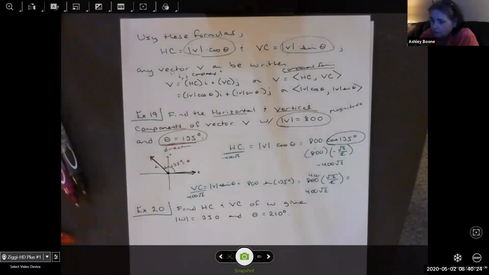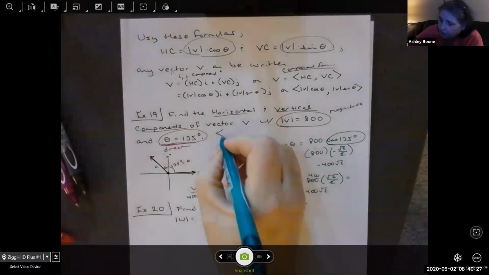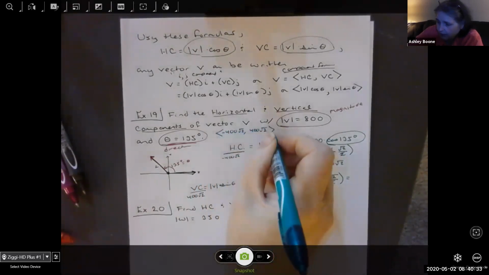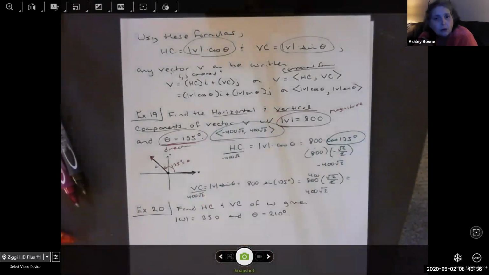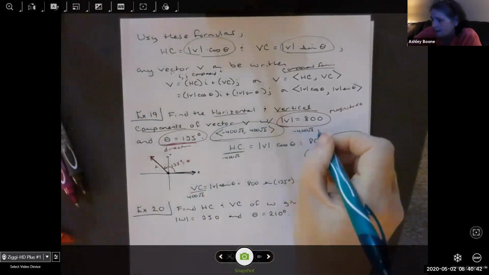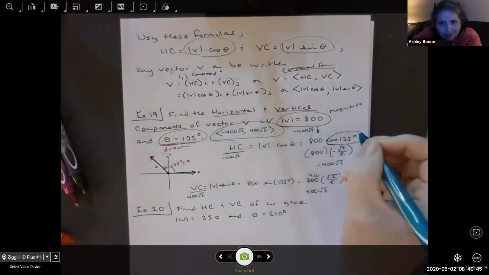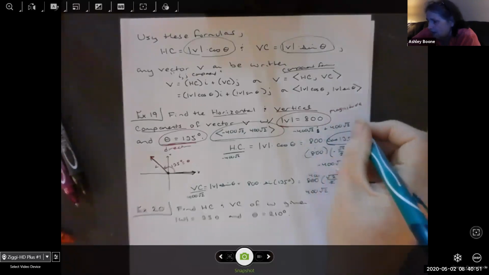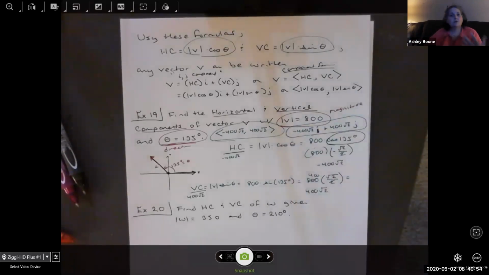So in component form, this problem would be negative 400 root 2, positive 400 root 2 written this way. Or I would write vector v as negative 400 square root of 2 i, it's too easy to mix up the i and j, be careful, i, plus 400 square root of 2 j. Those are both the vector. We know the horizontal component, we know the vertical component. So we know the vector in both component and ij component form. So we can write it in those ways.